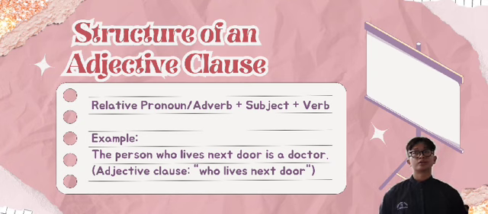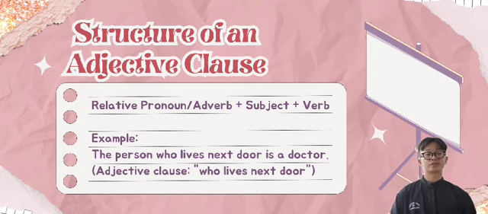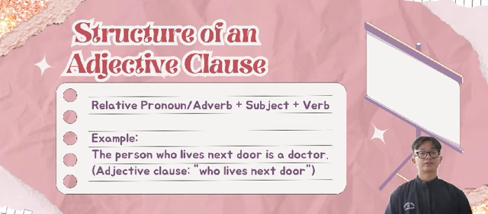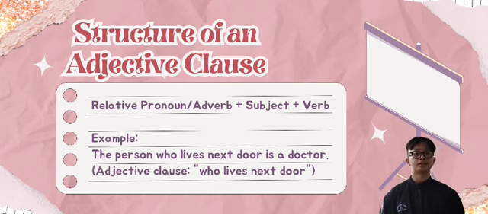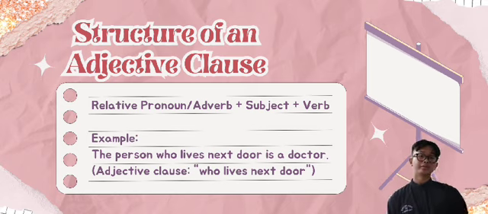Thank you. So next, I'm going to talk about the structure of an adjective clause. The structure of an adjective clause consists of a relative pronoun or adverb, subject, and verb. I'm going to give an example so we can understand it more clearly. The example is, the person who lives next door is a doctor. The relative pronoun used in this sentence is who, because the person refers to people.